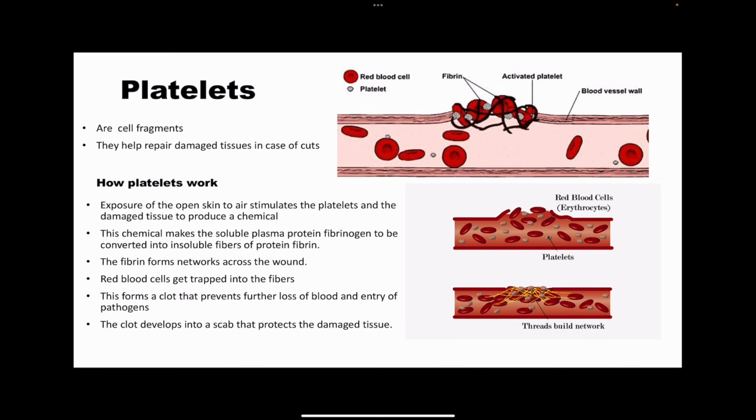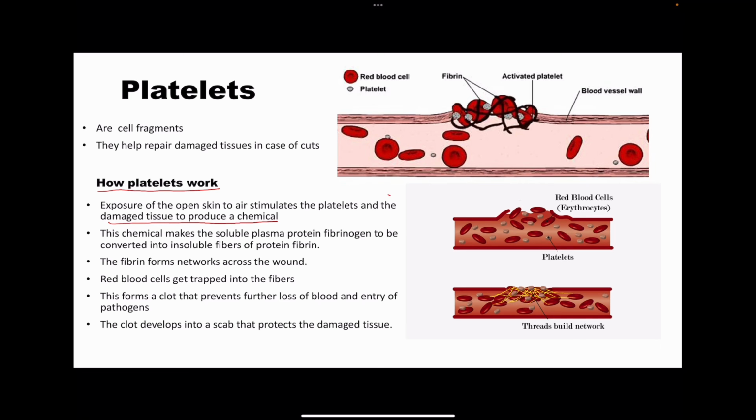The third type of blood cells are the platelets. Platelets are fragments of cells that help repair damaged tissues in case of cuts. We'll begin by looking at how platelets work. If there is exposure of the open skin to air, this stimulates the platelets and the damaged tissues to produce a chemical.